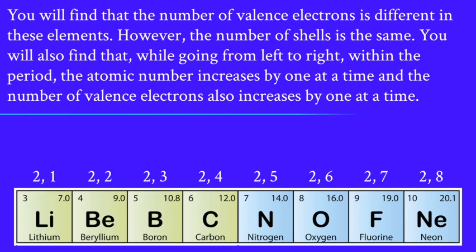You will also find that while going from left to right within the period, the atomic number increases by one at a time. The number of valence electrons also increases by one at a time. As we move from left to right in a particular period, the atomic number goes on increasing. The atomic number of lithium is 3, beryllium 4, boron 5. The atomic number increases by one at a time, and similarly the valence electrons, the electrons in the outermost shell, also go on increasing by one at a time. So that's about this, I guess.